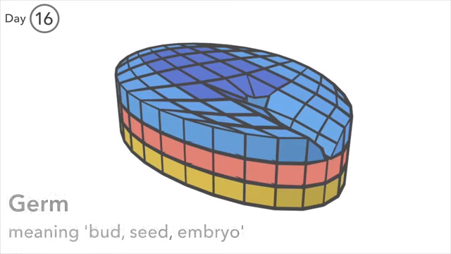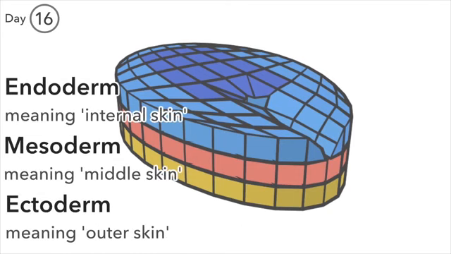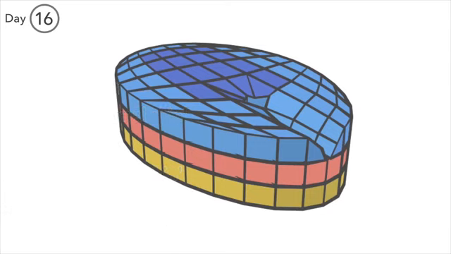The word germ literally means bud, seed, or embryo. Endoderm means internal skin, mesoderm, middle skin, ectoderm, outer skin. And the translation skin sort of makes sense given they are very thin layers to begin with. They look like individual skins.